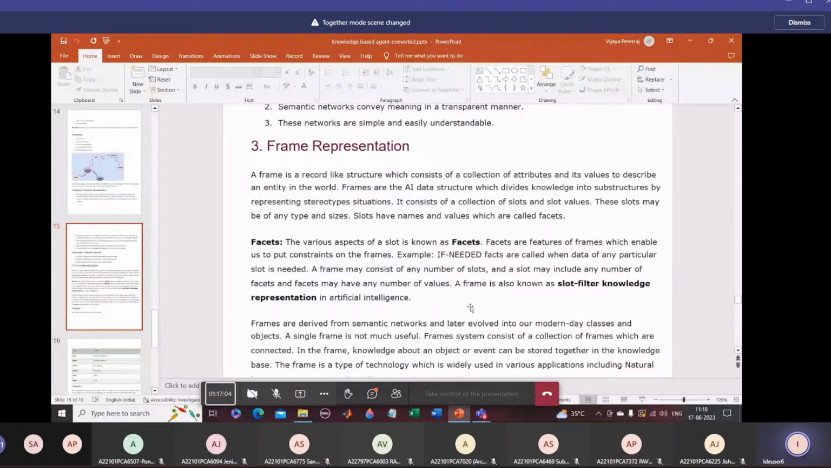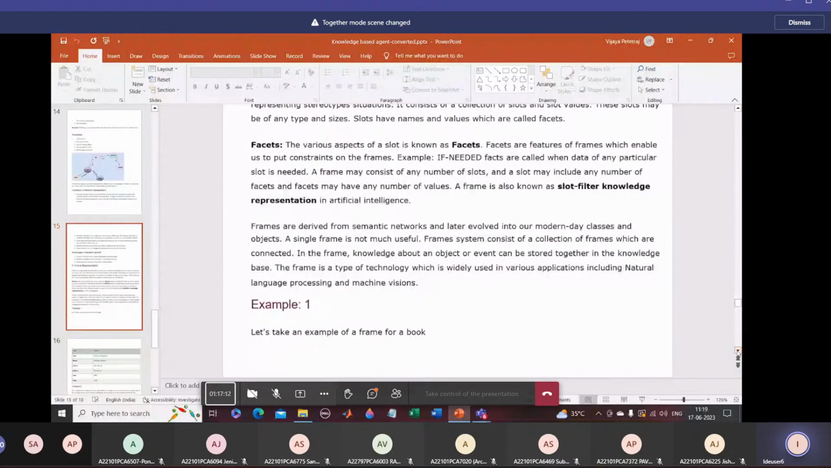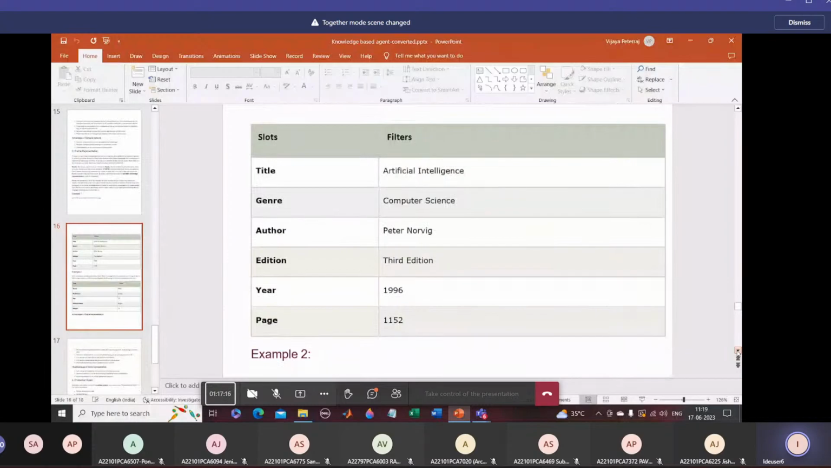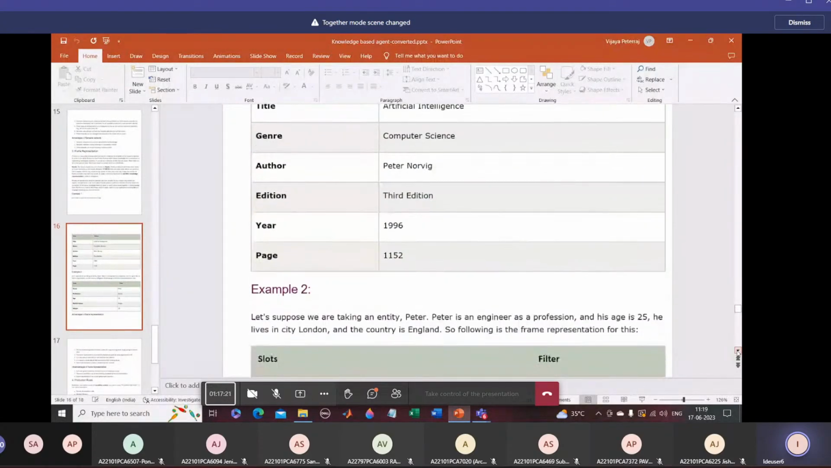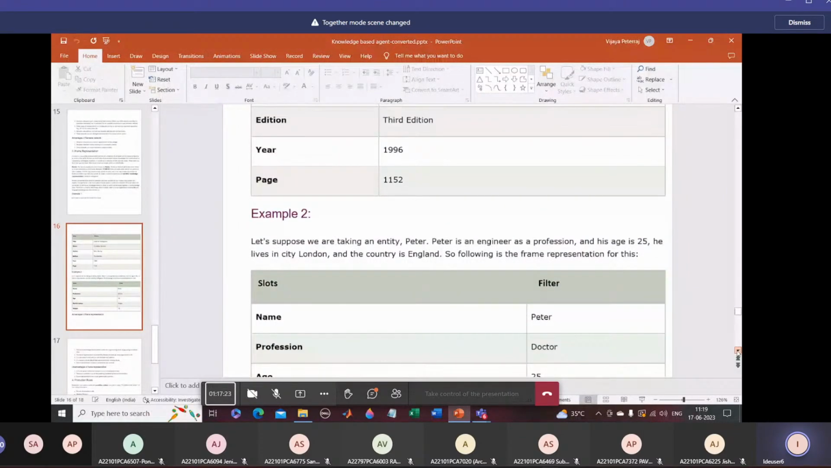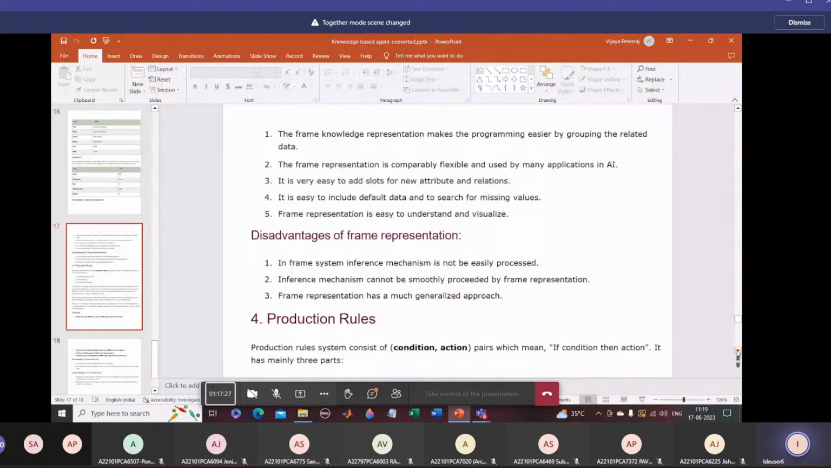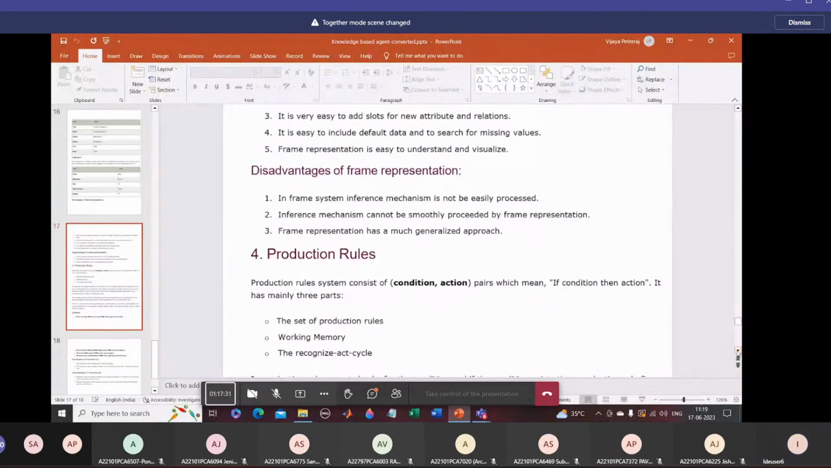Okay. And a frame is also known as slot-filler knowledge representation because they are given in the form of slots. So they are derived from semantic networks, right? This is an example here. Title. Okay, what is the general one? This is an example too. What is the slot and what is the filler? And then what are the advantages here and the disadvantages? You cannot easily process this.